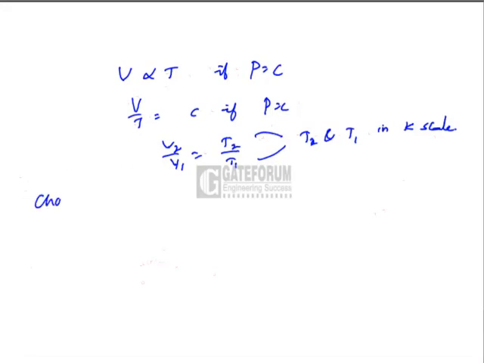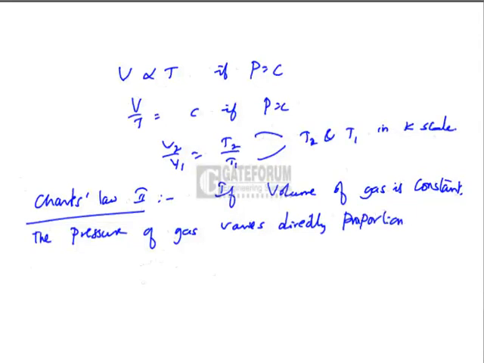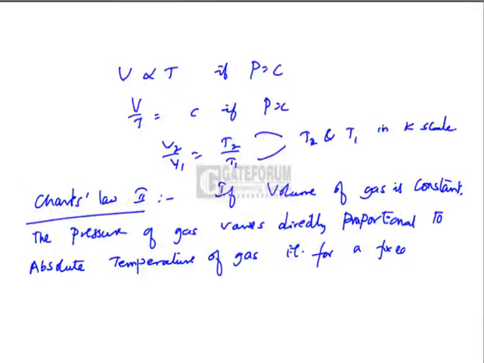Coming to the Charles law 2, if volume of gas is constant, the pressure of gas varies directly proportional to absolute temperature of gas, that is for a fixed mass of gas.